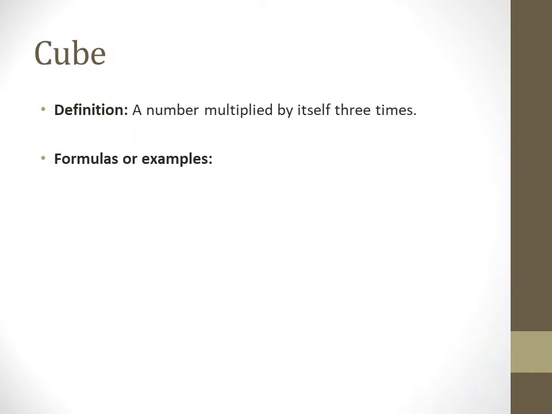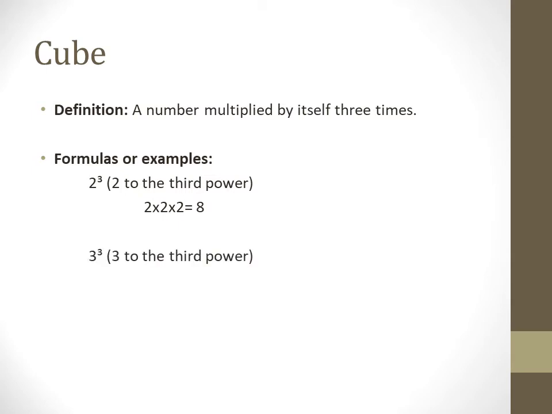Another specific one here is cubed, all right, or cube a number. Again, not a shape, but a number that is multiplied by itself 3 times. So like this, 2 cubed, or 2 to the third power. This breaks down as 2 times 2 times 2, which equals 8. 3 cubed, 3 to the third power. What's this? Well, it's 3 times 3 times 3, which equals 27.